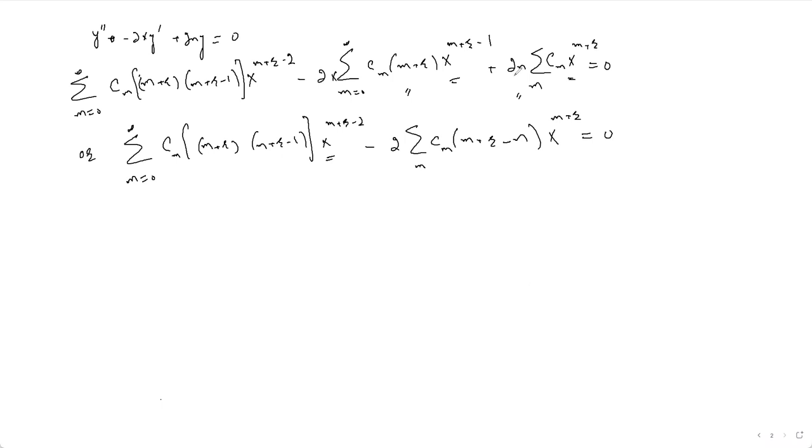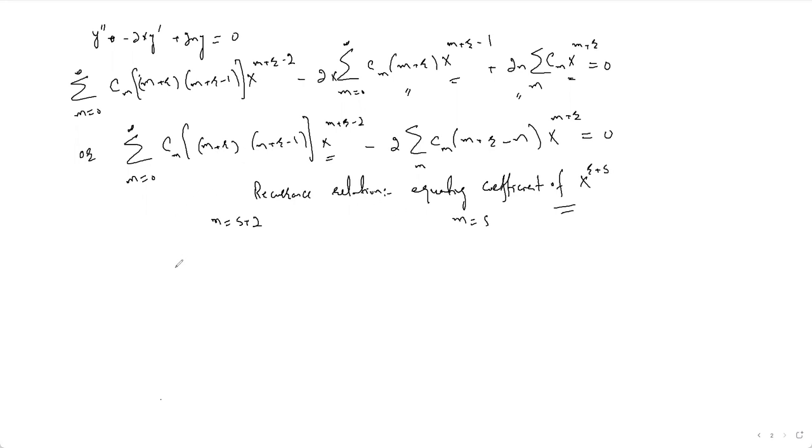The reconciliation can be found by equating the general term x raised to the power r plus s. You know that reconciliation is by equating the coefficient of x raised to the power r plus s. So how can we make the x raised to the power r plus s? By putting m equal to s plus 2 here, it will become r plus s, and m equal to s in this term. So here m is equal to s plus 2, and here m is equal to s in this term.